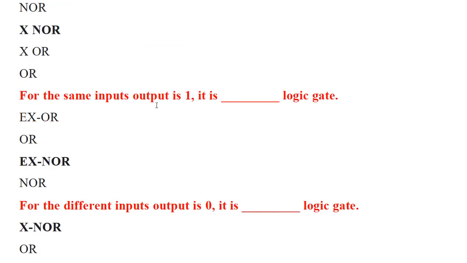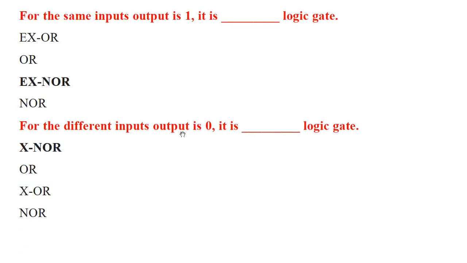For the same input, output is 1, which logic gate? Yes, a similar kind of question. Same input means the 0 0 and 1 1 cases. Consider 2 bits only for simplicity, 0 0 and 1 1. For the 0 0 and 1 1 cases, the output is 1. Which is the type of gate? XNOR gate. It is an XNOR gate.